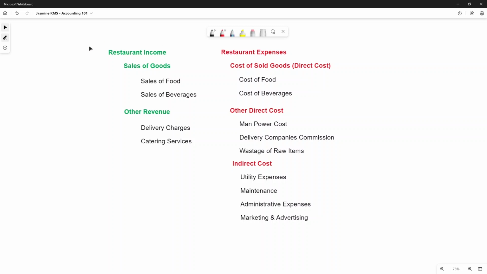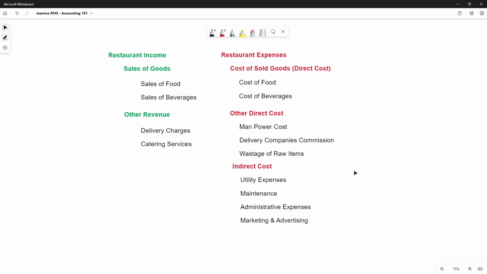This is the basic business model for any restaurant in the world. We have sales and we have cost. The sales will generate income and the cost will generate expenses. If we subtract the expenses from the income, we get the profit.